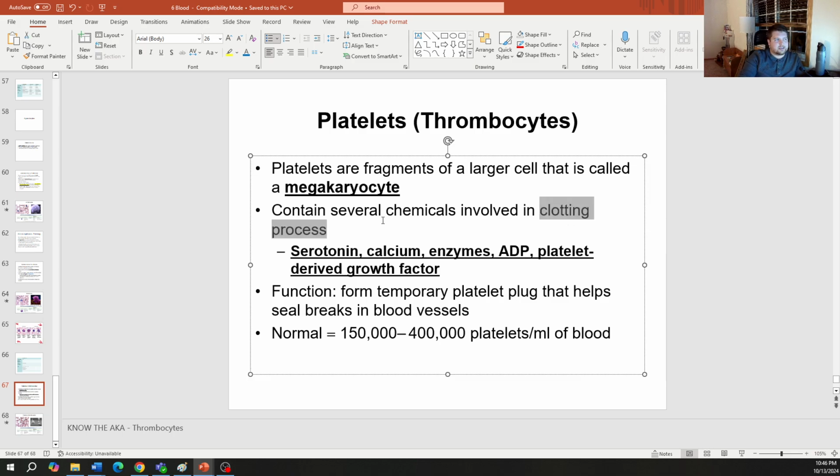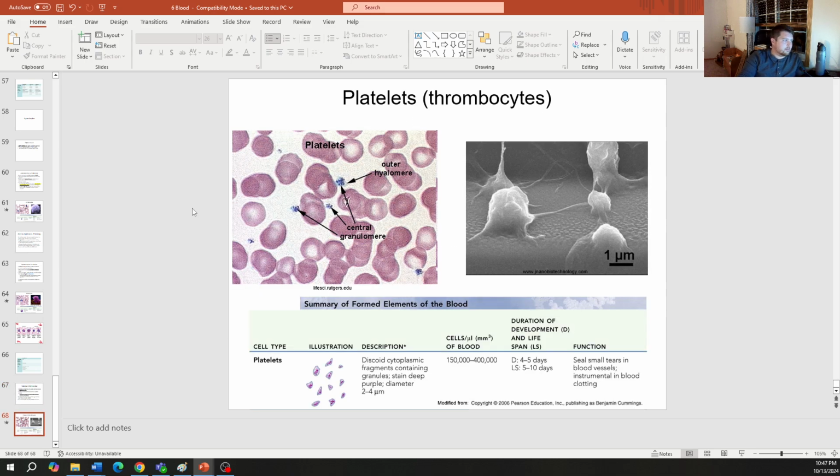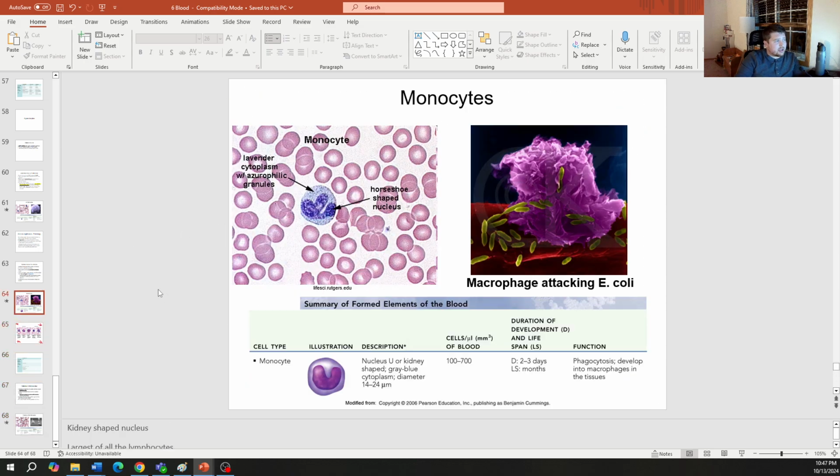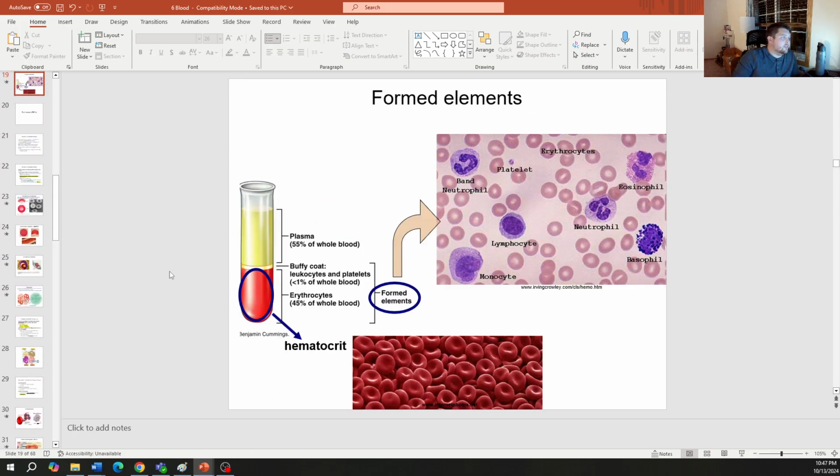Remember that platelets are involved with clotting, and the normal range is typically 150,000 to 400,000 platelets per milliliter of blood. There we have our little platelets. I pointed one out earlier. And there we have it. That is all of our material on the blood.